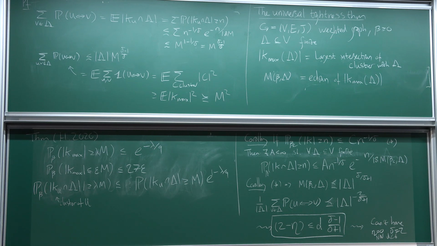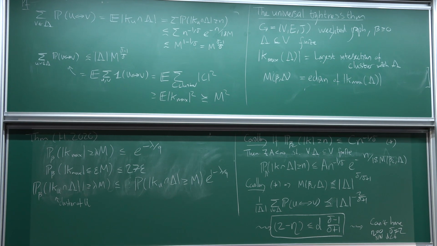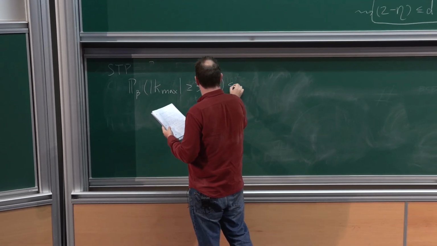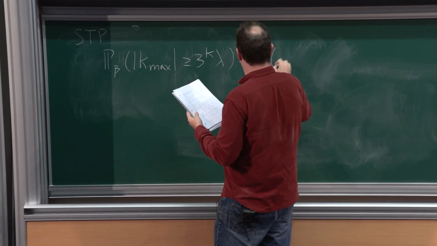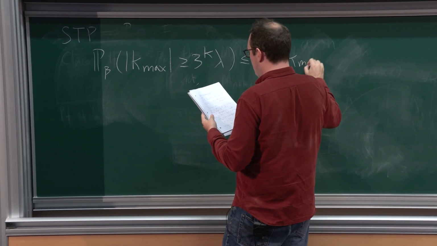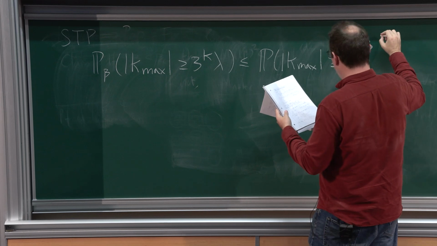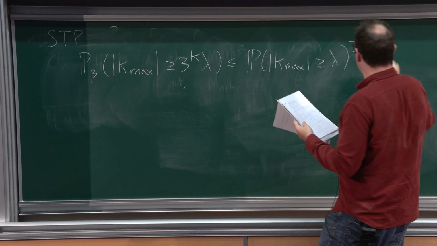Okay, so really the way we're going to prove this, it suffices to prove that if I look at the probability that this largest cluster is at least 3 to the k times some quantity lambda, then it's bounded by the probability that you're at least lambda to the power 3 to the k minus 1 plus 1.